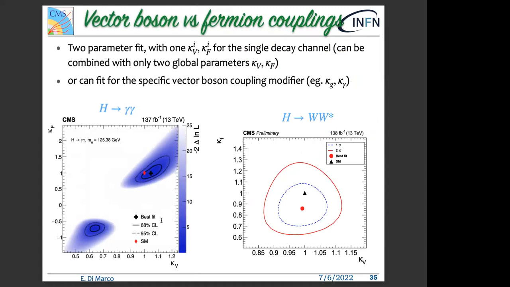Okay, and this is what I was saying before. You typically see this kind of plot where you don't have only the kappa squared, but you have kappa V versus kappa F, for example, in two dimensions.